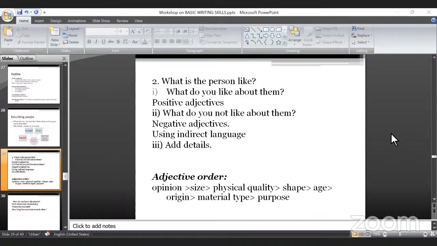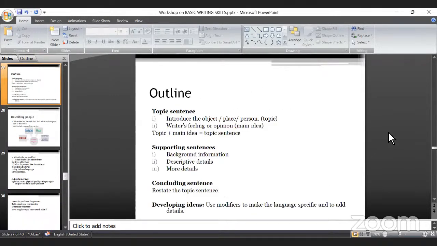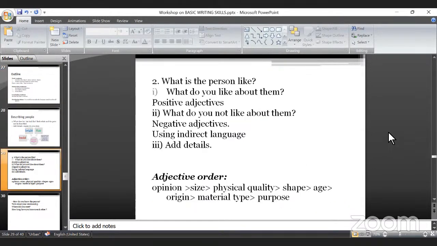So that is one aspect of writing adjective. Now the third part here, this is for the details part, right? Remember this one, we talked about this in the outline, right? What was it? Background information, descriptive is more details. So what can you write in more details part?